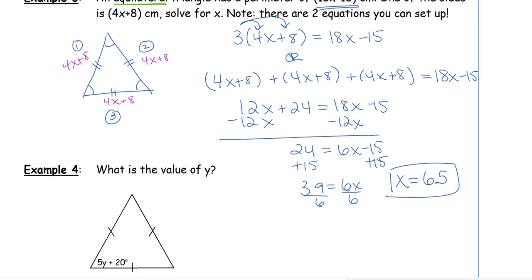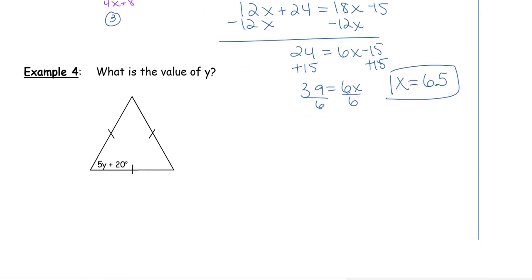Number 4. In number 4, we want to find the value of y. As I look at my diagram, my indicators jump out at me that I have three sides that are congruent. But I want to find angle measures, so I have to think about the relationship between equilateral and equiangular. If it's equilateral, then it also has to be equiangular. And if it's equiangular, we know that all three angles are going to be 60 degrees.